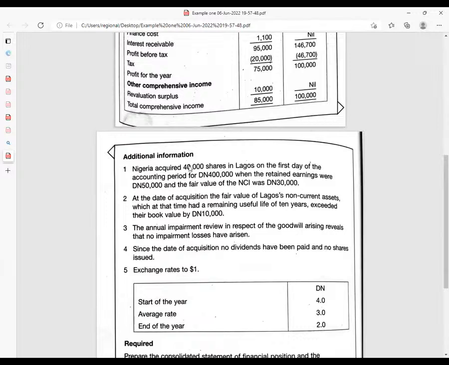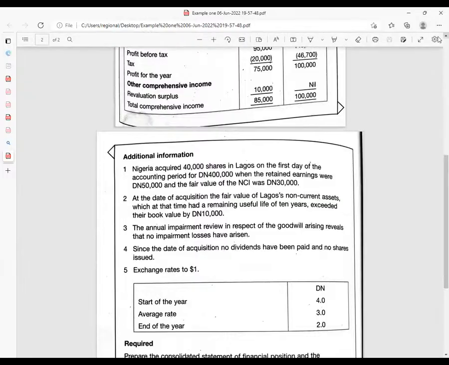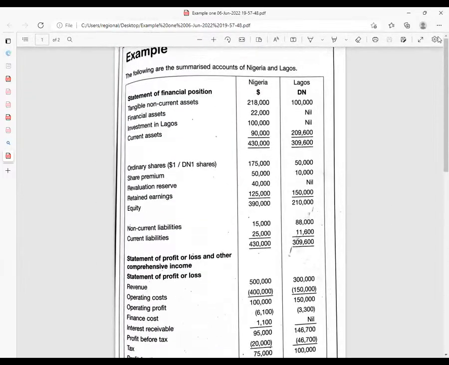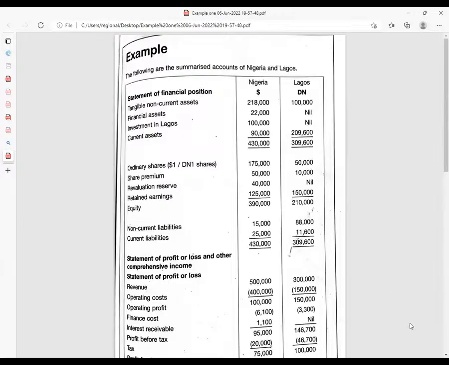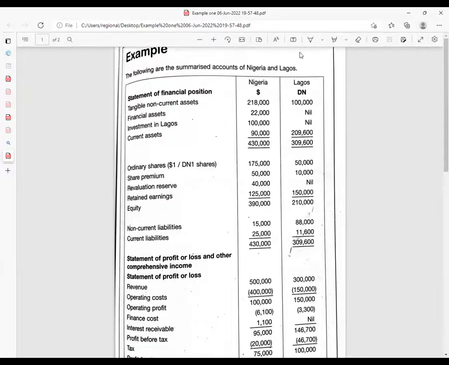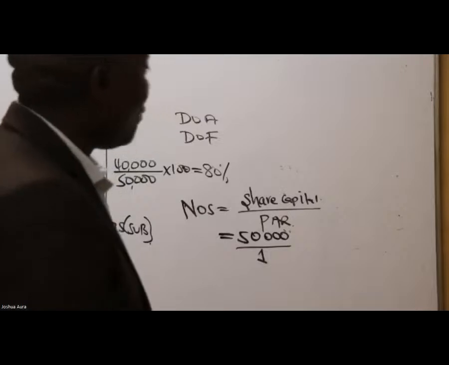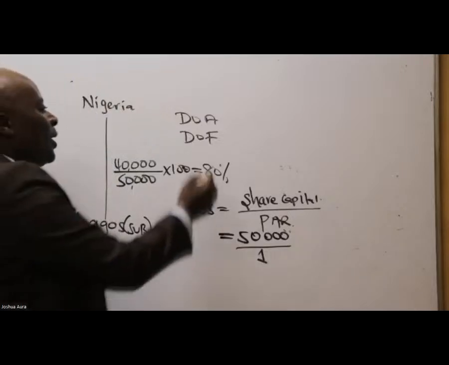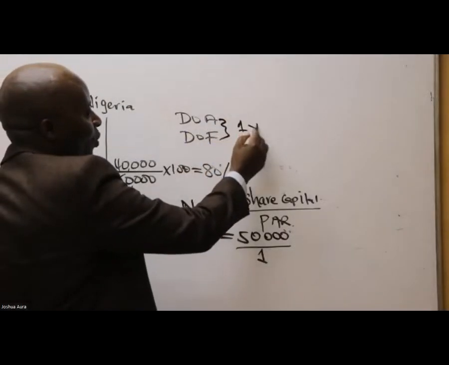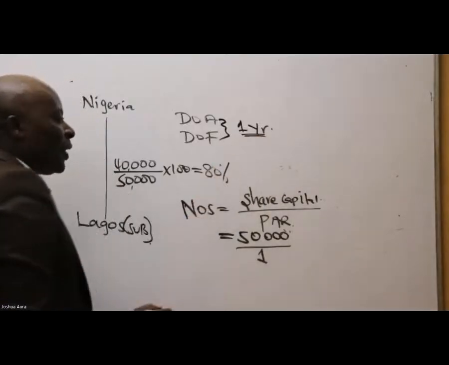So we acquired these shares on the first day of the accounting period, and the accounting period starts, say, for example, here. They haven't even given us the date of the financial statements. It's quite a simple example, but the thing is that we stayed with this subsidiary for a whole year. So basically, we stayed with the subsidiary for exactly 1 year. The difference there is 1 year exactly.